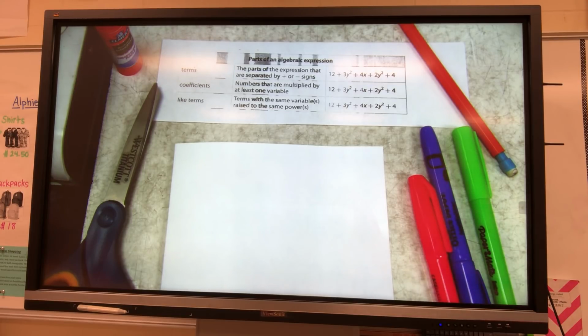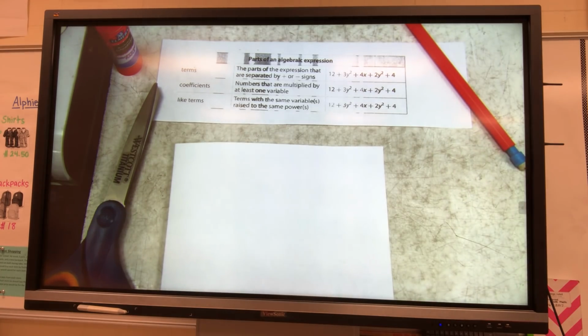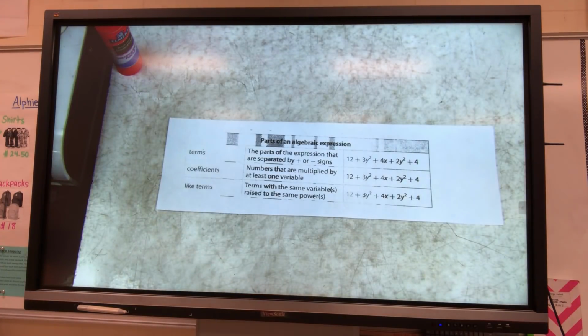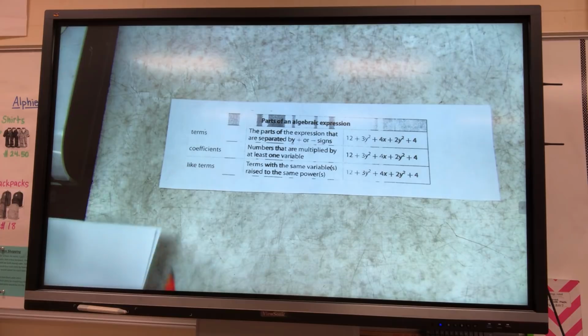So let me remind you that as we do this video, if you need to pause at any point to stay with me, please pause the video and then you can push play to begin it again. The first thing we're going to start off with is I would like for us to look at this small little sheet right here that says parts of an algebraic expression.